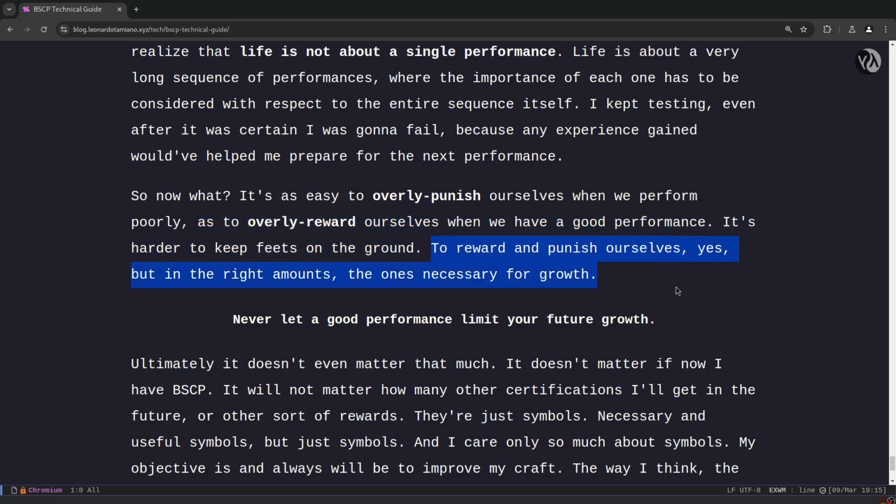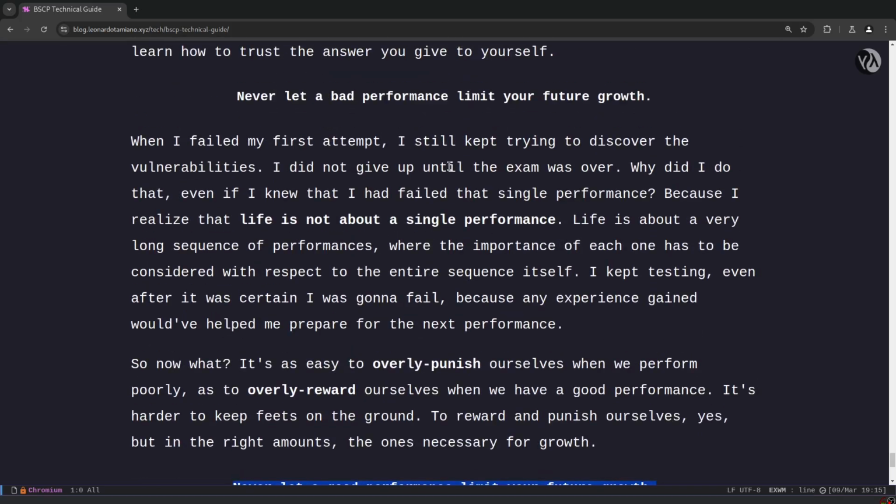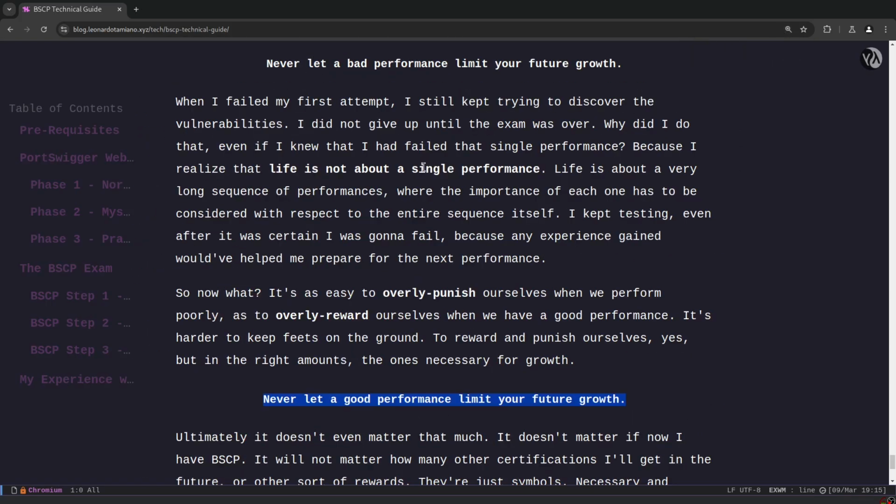So basically the idea is that, okay, reward and punish ourselves. Yes, this is good to grow, to become better, to become stronger, to become more aware. This is necessary, but never let a good performance limit your growth. So the idea is that both good and bad performances have their role, but we should not allow them to take control over our life. Because sometimes even good performances can be dangerous in the long run if we sort of stop working on ourselves because we had some very good performance.